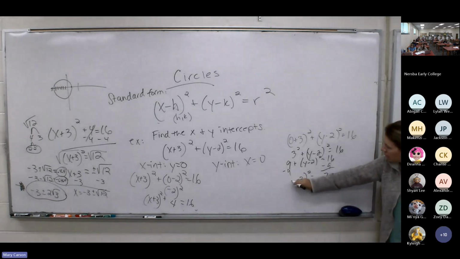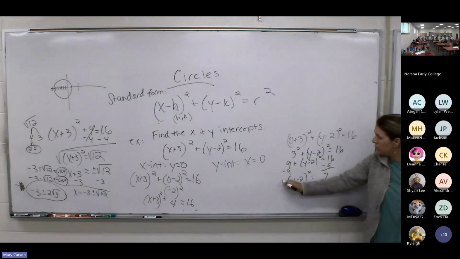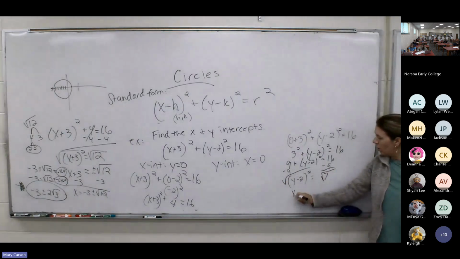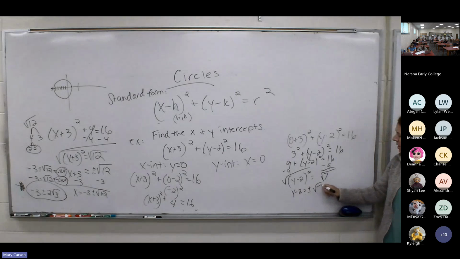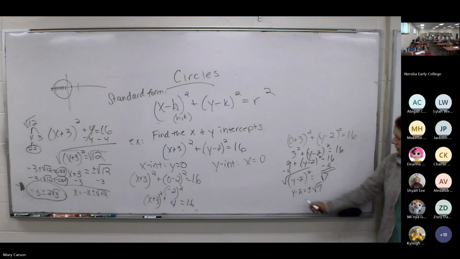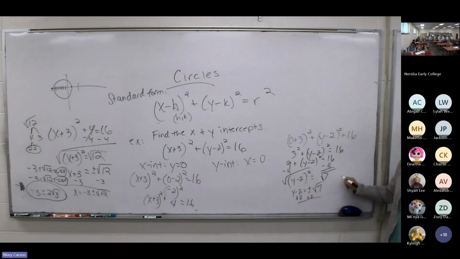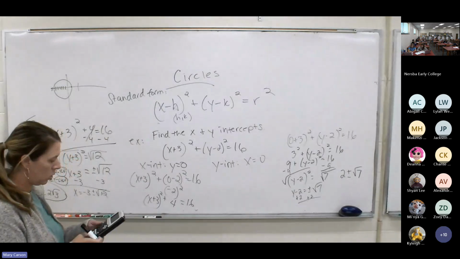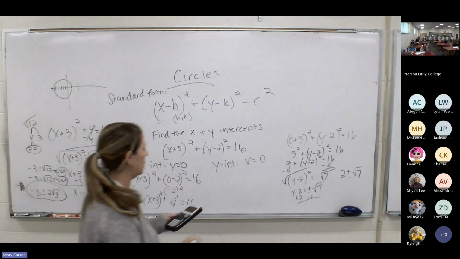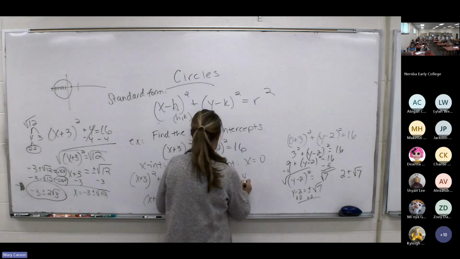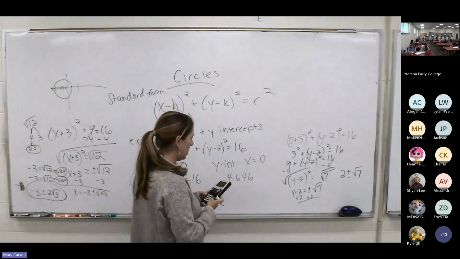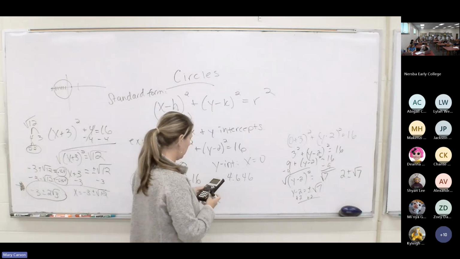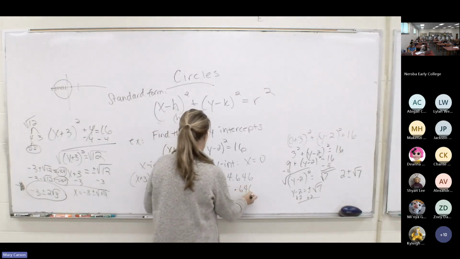Okay, so again, I'm going to solve this the same way. I'm going to square root, y minus 2 equals plus or minus square root of 7. Add the 2, and you end up with 2 plus or minus the square root of 7. Y'all checking me on those? Okay, so that would be 2 plus the square root of 7. So one answer would be 4.66, 4.46. 2 minus the square root of 7 would be negative 0.66.